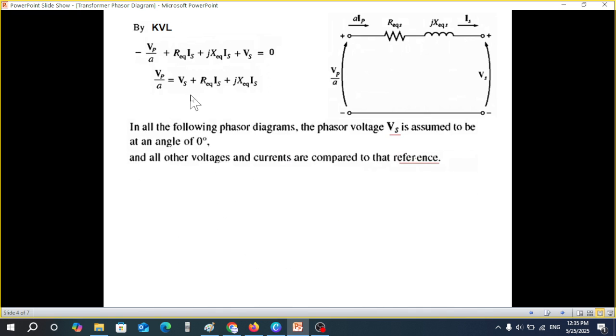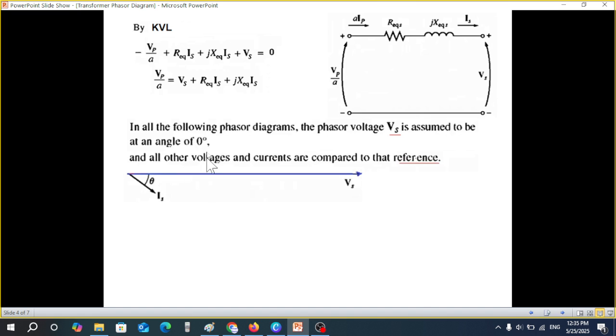We assume that Vs is the reference. In the following phasor diagram, the phasor voltage Vs, that is the secondary voltage, is assumed to be at zero angle, and all other voltages and currents are compared with this reference voltage. So this is Vs, zero angle. With that, we have shown the current flowing, which is lagging at some angle theta.